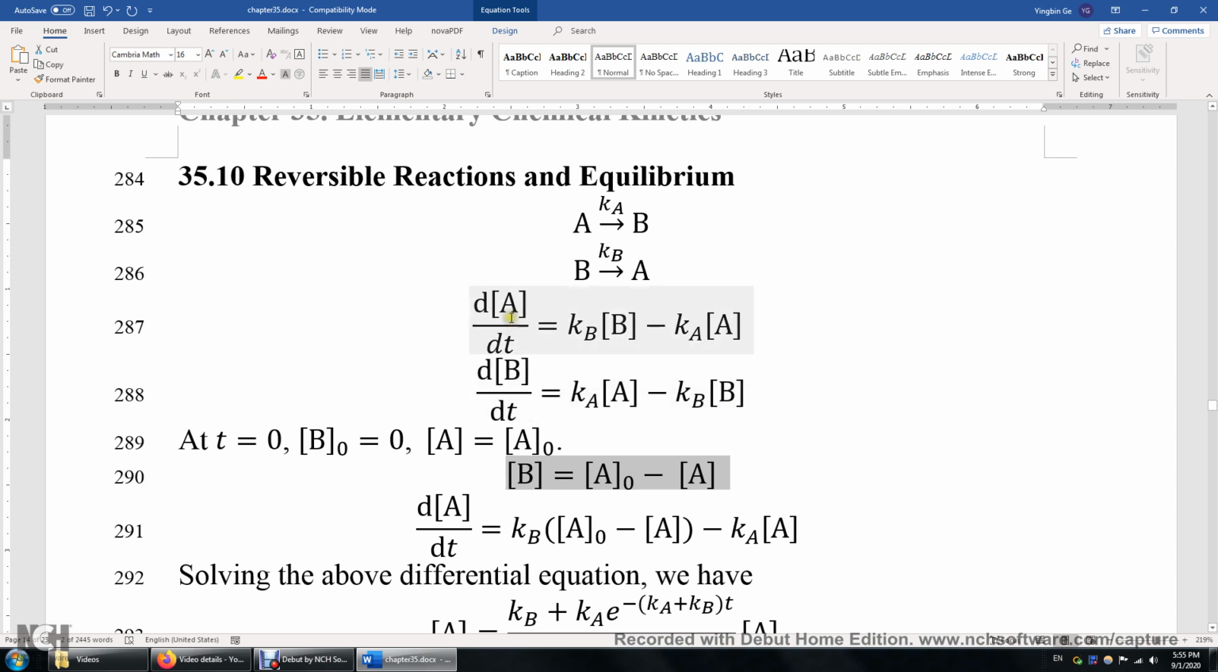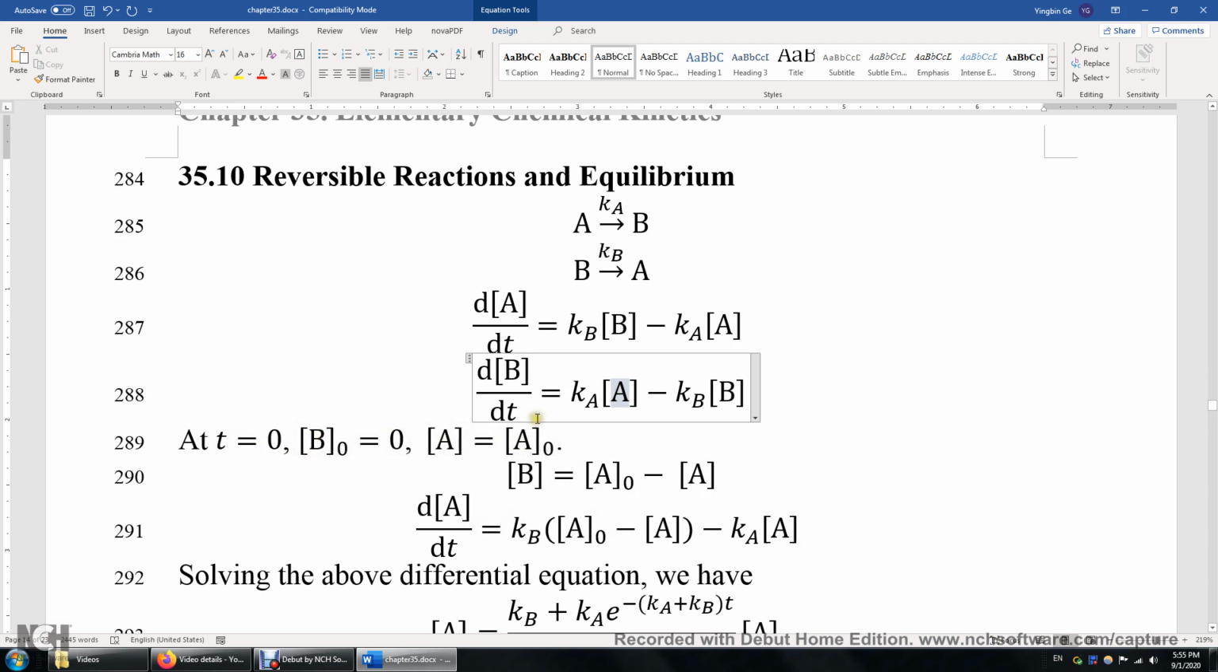You can also prove that by adding up these two equations. If you add up the left-hand side, you will get d(A plus B) over dt. If you add up the right-hand side, you get 0. So this and this cancel, this and this cancel. So it tells us the sum of A and B does not change with time. A plus B is always a constant, and at time 0 the sum is A naught.